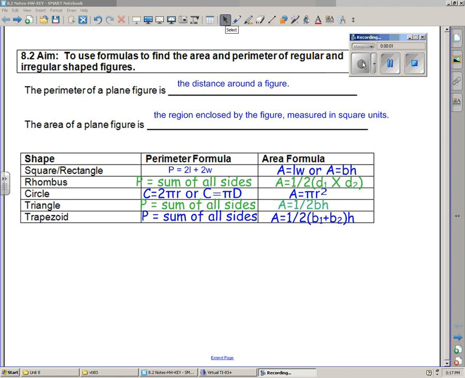All right, so today's lesson is trying to find the area and perimeter of different figures, right? So you definitely want to have some sort of calculator with you. The perimeter of a plane figure is just the distance around the figure, which really just means that you're going to add up all the sides.